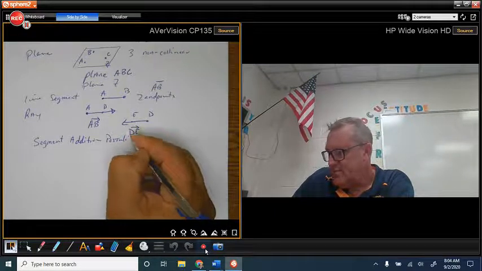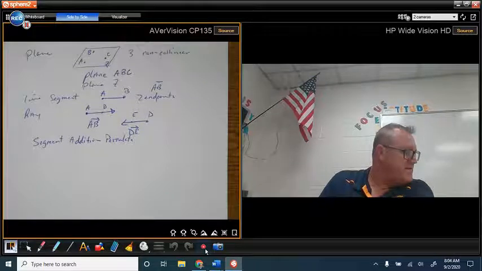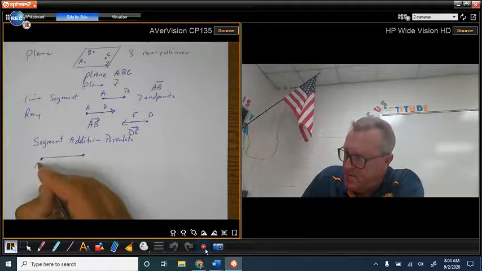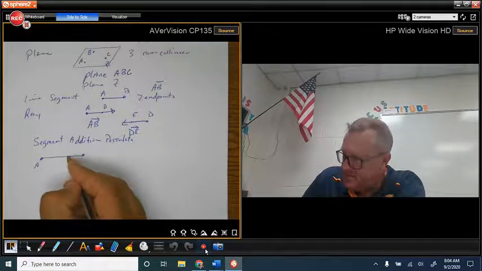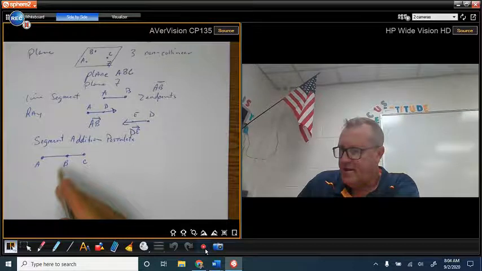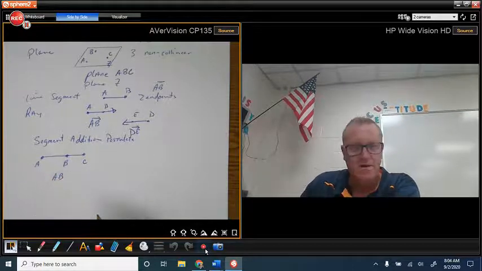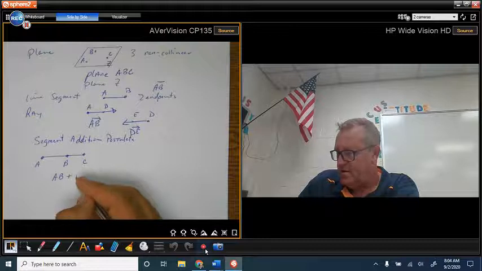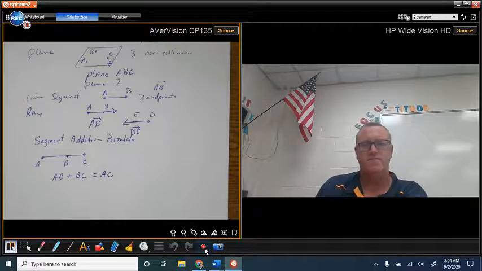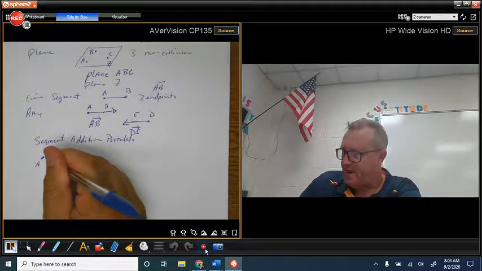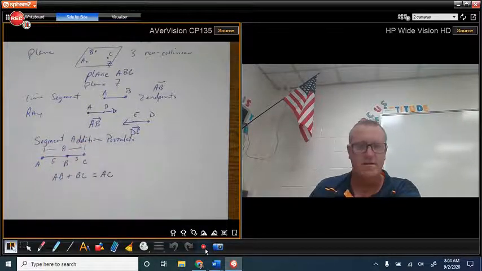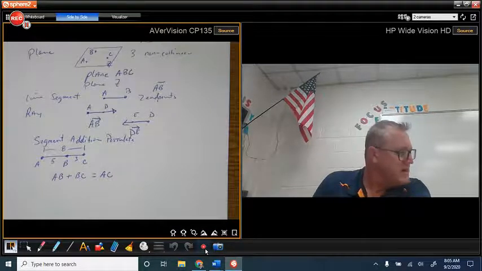What the segment addition postulate says, and this is on page 7, is if you have a segment with a point on the inside of that segment, like this, then if we take the smaller segment and add to it the other smaller segment, the length will equal the full segment. So if this is a 5 and this is a 3, then we know that from here to here is an 8. That's called the segment addition postulate.